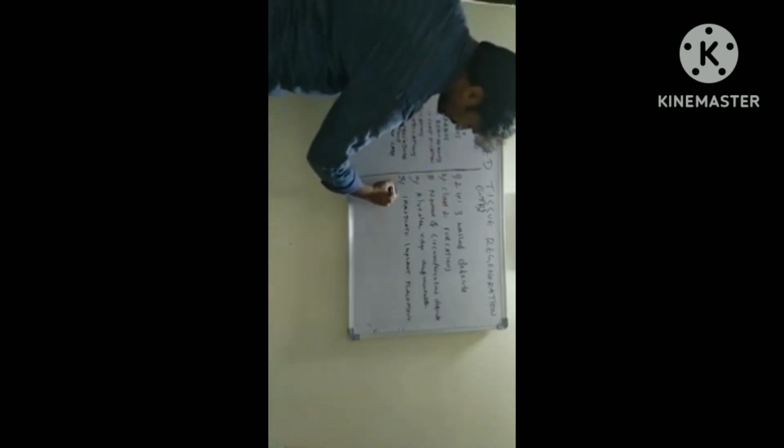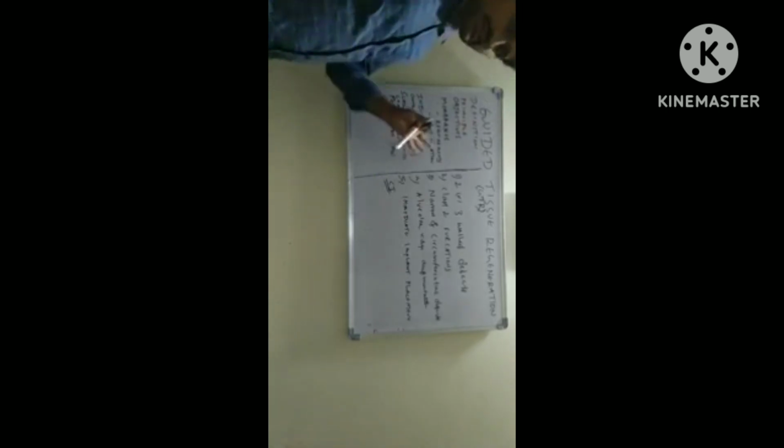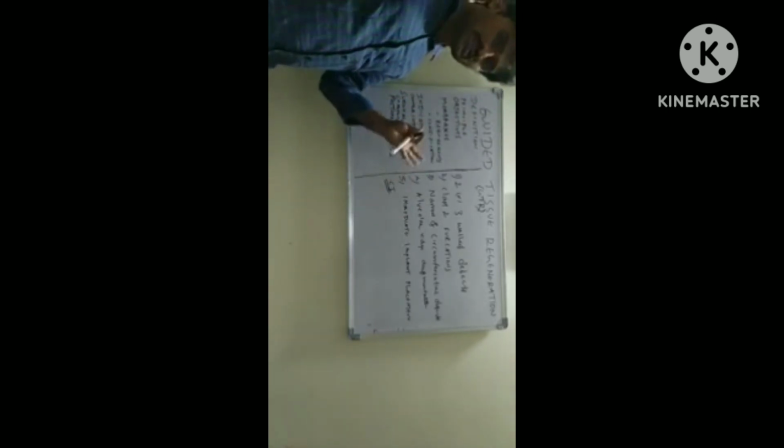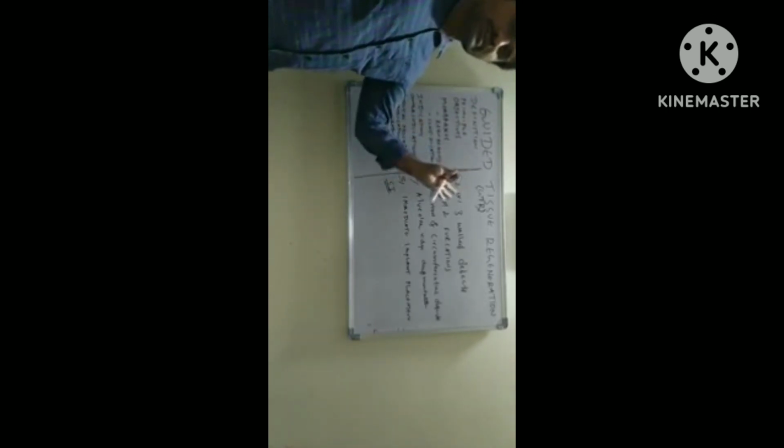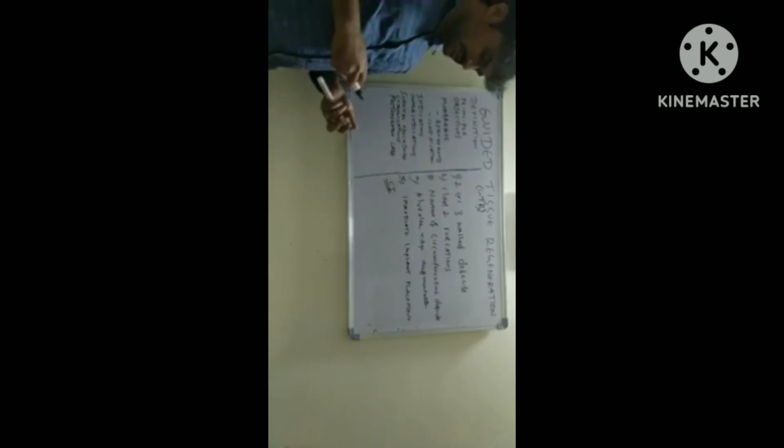So there are some contraindications. We cannot do GTR procedure in persons with poor oral hygiene or smokers, or otherwise 1 wall defects or class 3, class 4 furcation areas. So there are some of contraindications of GTR procedure. Then coming to the actual surgical procedure of the GTR.